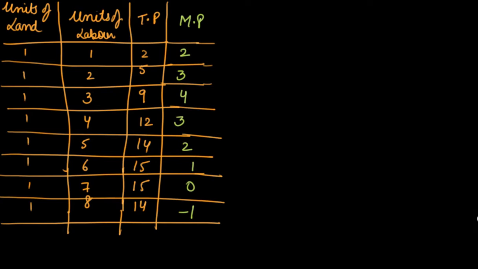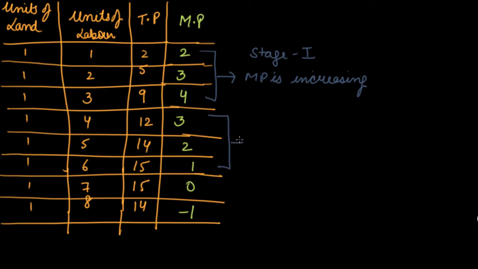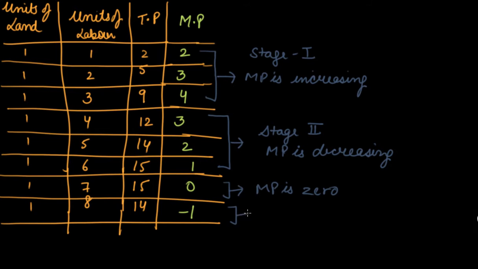So now let's understand. This is your stage 1. In this, your marginal product is increasing. This is your stage 2. Your marginal product is decreasing. This is where your marginal product is 0. And this is stage 3 where your marginal product is negative.